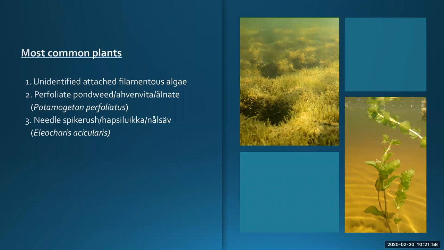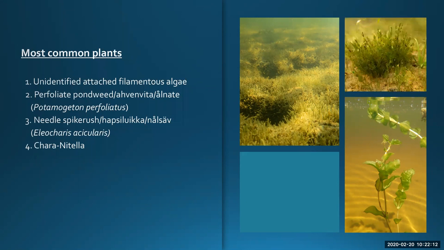Needle spikerush, or the Hapsiloica nålsäv. They are the very, very short ones, growing like grass on a lawn, and mostly you find them in the very shallow parts, almost up on land. Then we have this group of the Caranitella, the charophytes, a larger group of the charophytes, which, not surprisingly, are common around here.